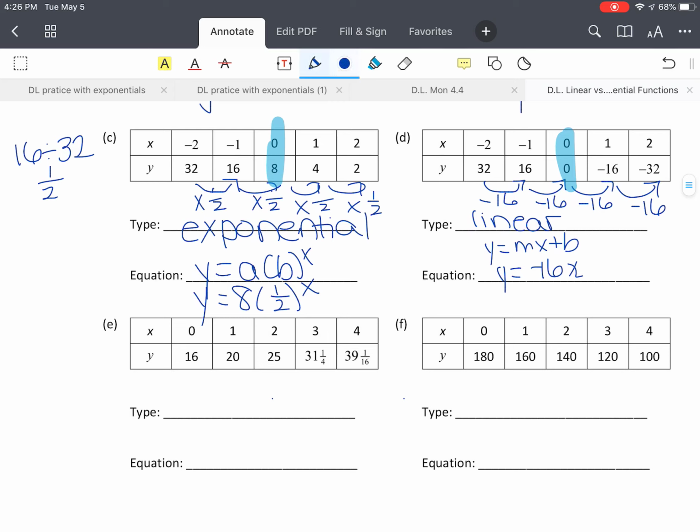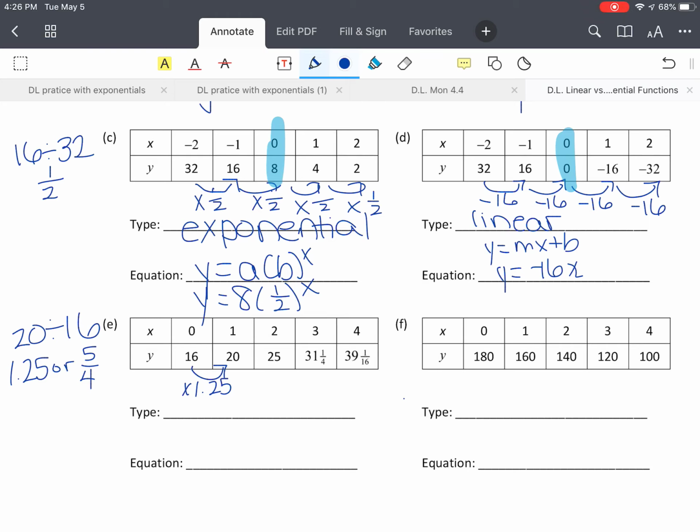Okay, so I have 16 to 20, 20 to 25. I can tell right away it's not linear because 16 plus 4 is 20, and 20 plus 4 is not 25. So it's not linear. It must be exponential. 16 times what is 20? Not sure. So let's, in our calculator, do 20 divided by 16. And I get 1.25 or 5/4. I'm going to just do the 1.25. It doesn't matter either way.